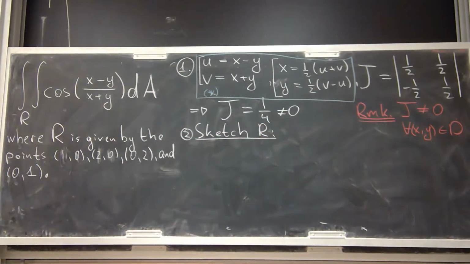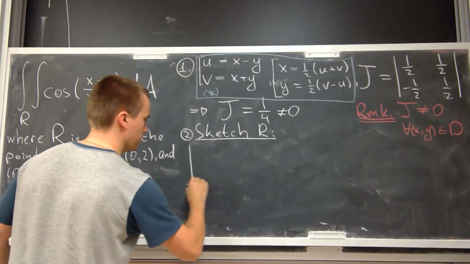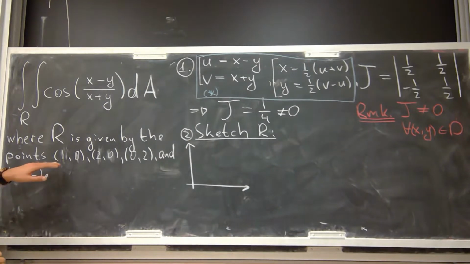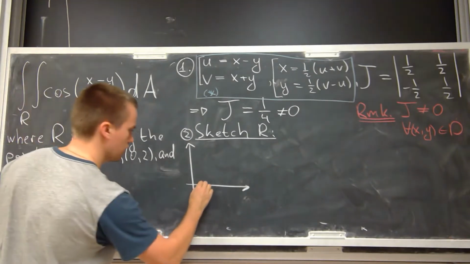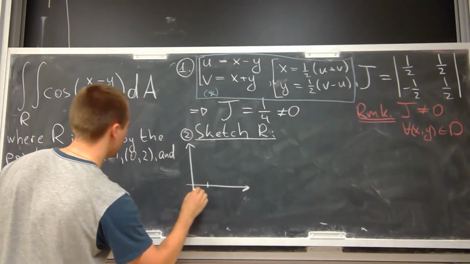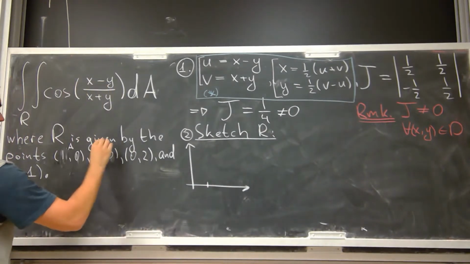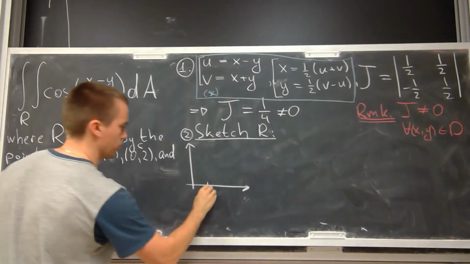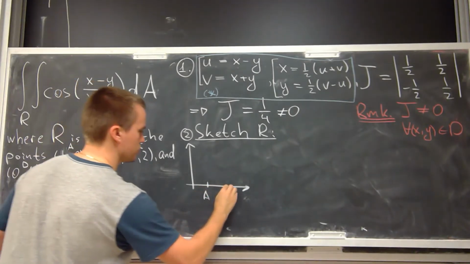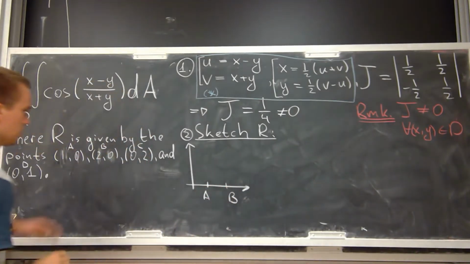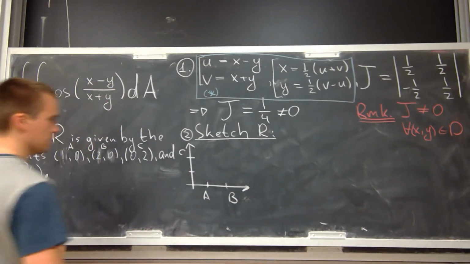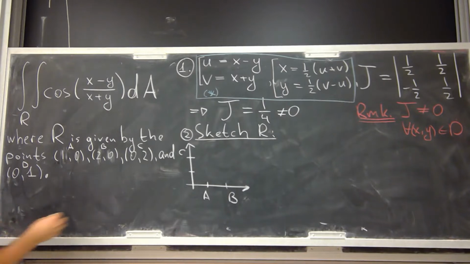So in this case we have 4 points, and my region R is going to be between these 4 points. So I have 1, 0. Let's call these points A, B, C, and D. So this is my point A, 2, 0 is my point B, 0, 2 is my point C, and 0, 1 is my point D.